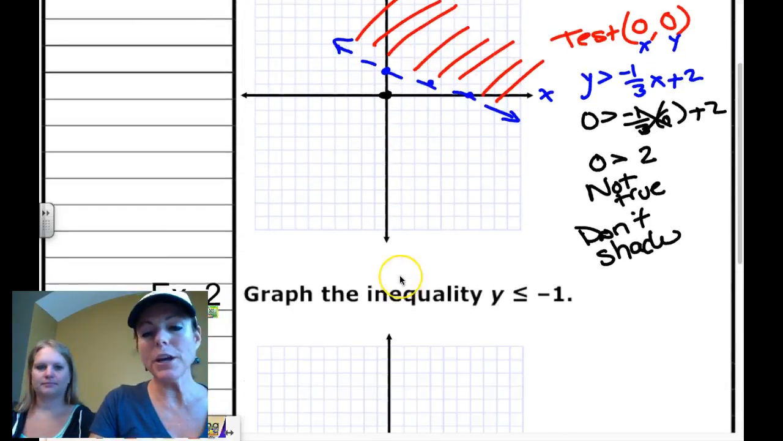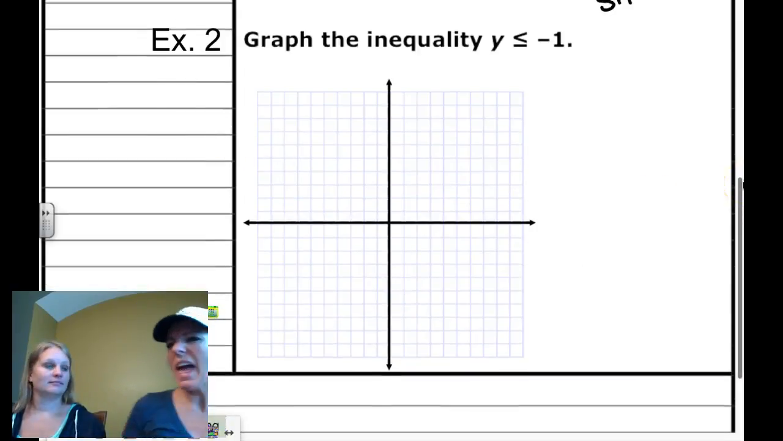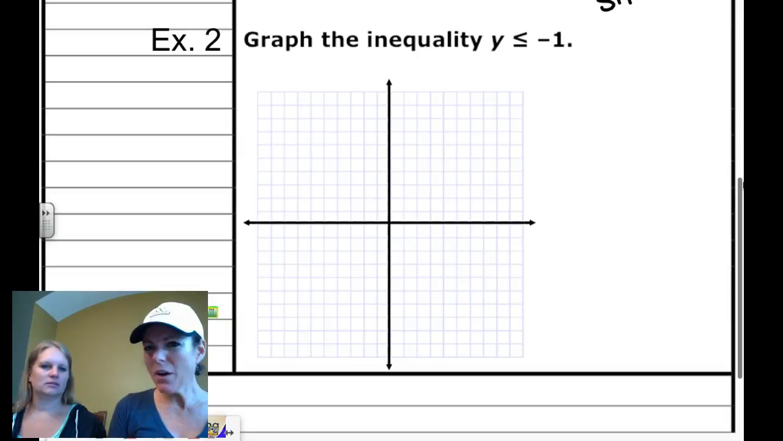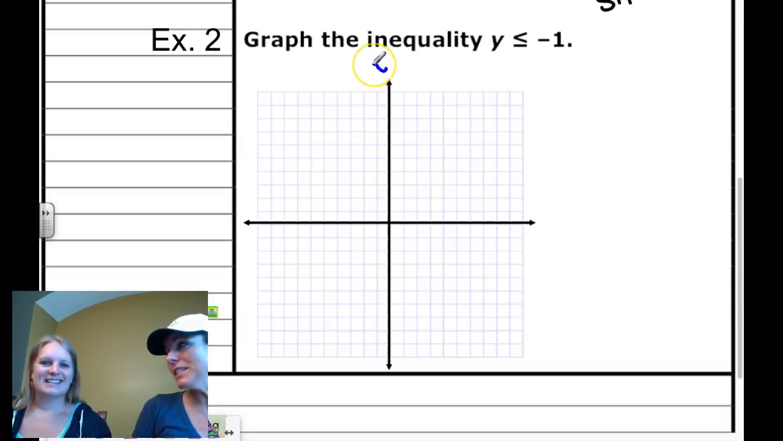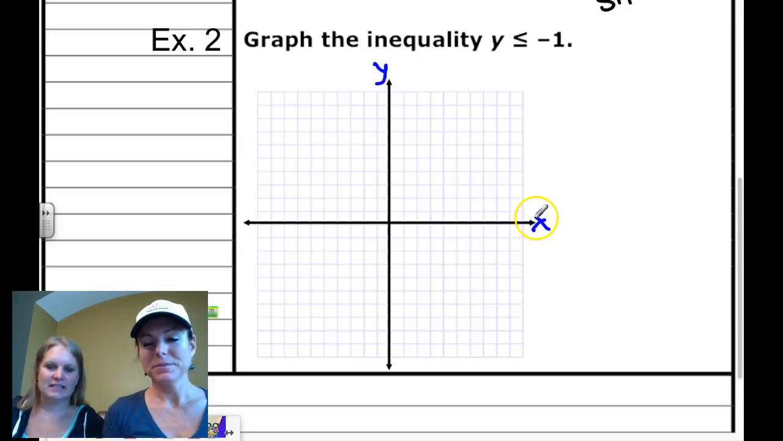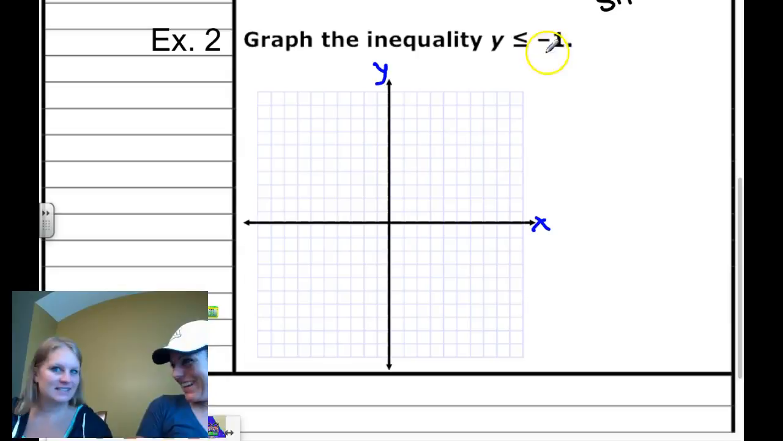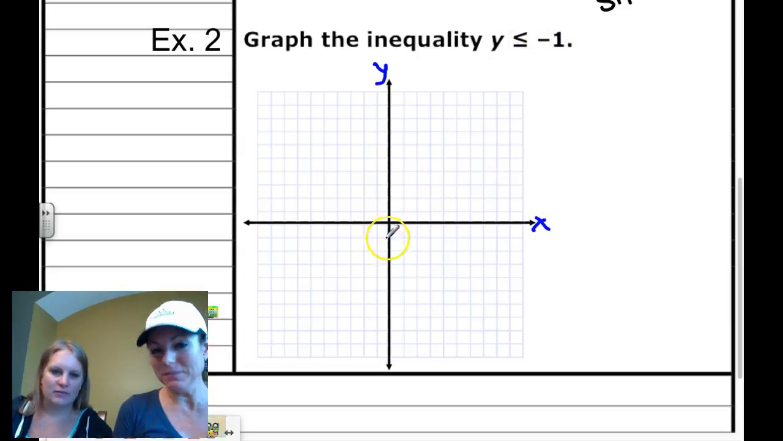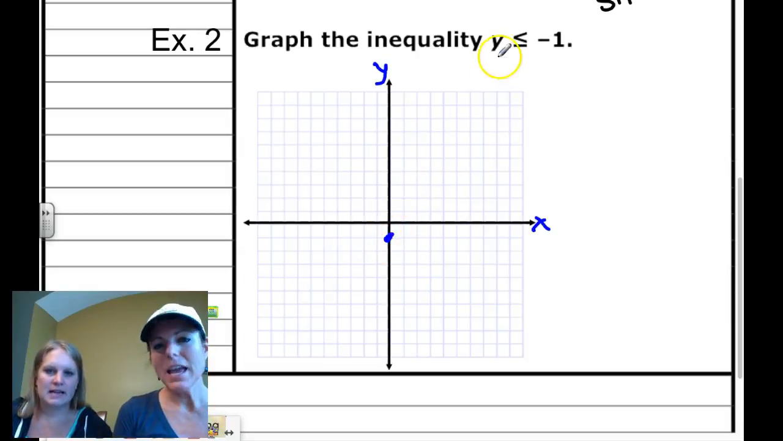It's a little different. Notice, I don't see an x. So how do you graph a line? We talked about this a couple lessons ago. So here's our y, here's our x. And if it says y equals, that's where it crosses the y-axis. So it crosses at -1. I'm going to put my -1 here. And it's a horizontal line, because it has to cross the y-axis.